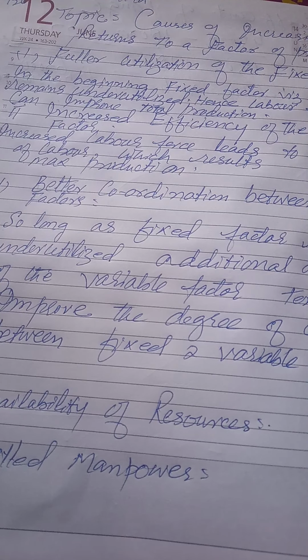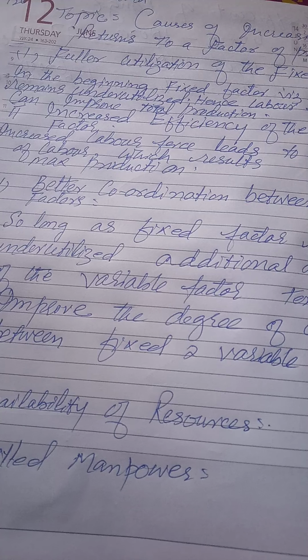Here, let us try to know the cause of increasing returns to a factor of production. It means under which conditions a variable factor of production, when it is assembled or mixed with a fixed factor of production, leads to increasing return, or how does it lead to maximum production?